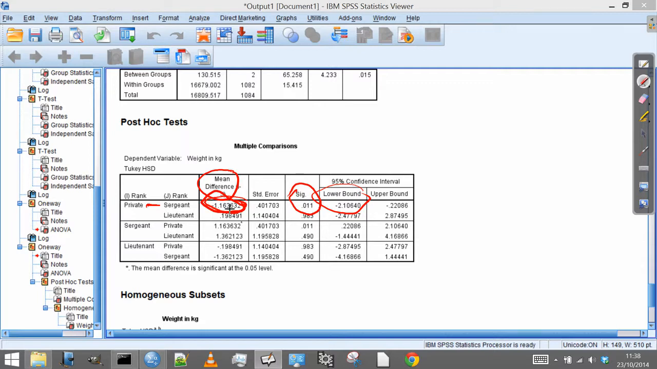Would anyone like to try and explain the second line down? So here we have a comparison between a private and a lieutenant.